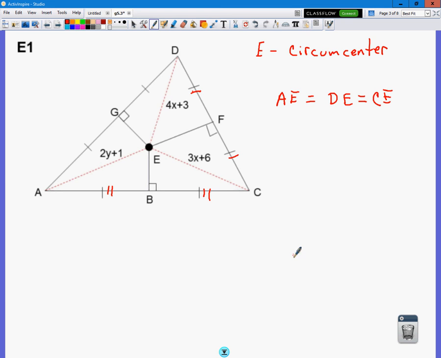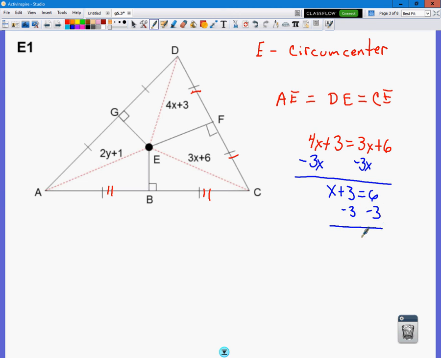Which 2 do I want to use to start with? 4x plus 3 and 3x plus 6. I definitely want to use 4x plus 3 and 3x plus 6 because this way I only have 1 variable instead of having to deal with 2. I'm going to go ahead and subtract 3x from both sides. I have x plus 3 equals 6. If I subtract 3 from both sides, I have x is equal to 3.